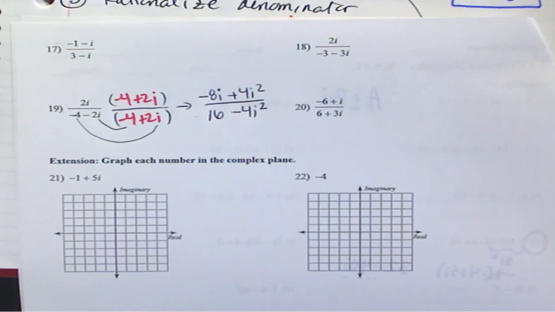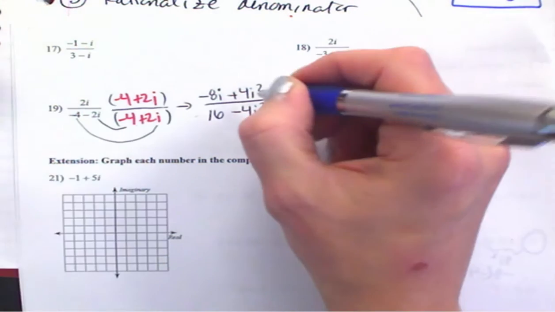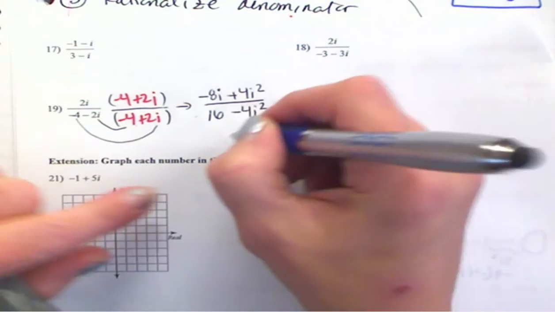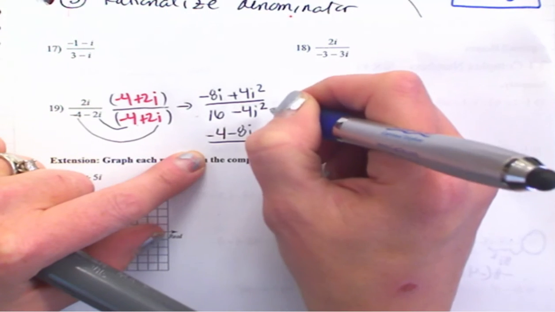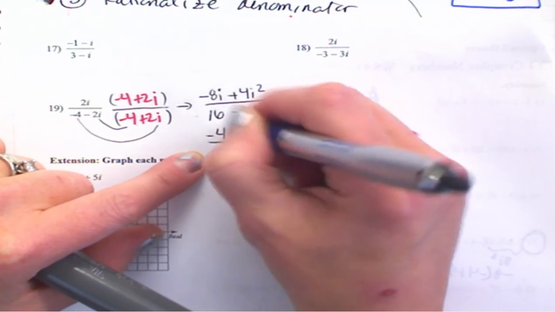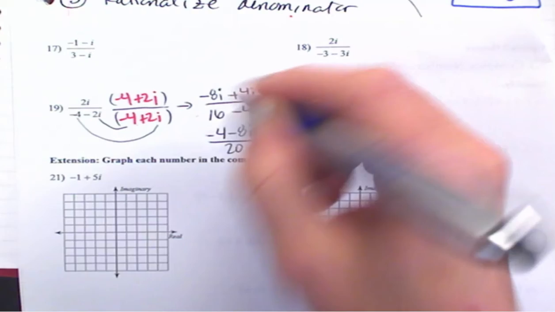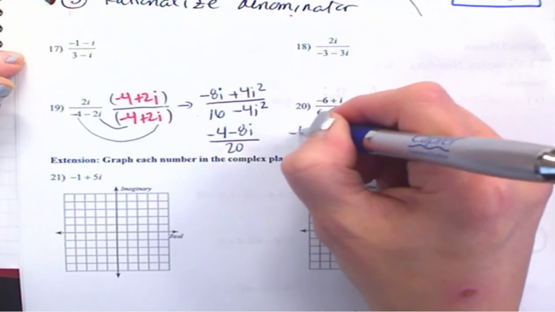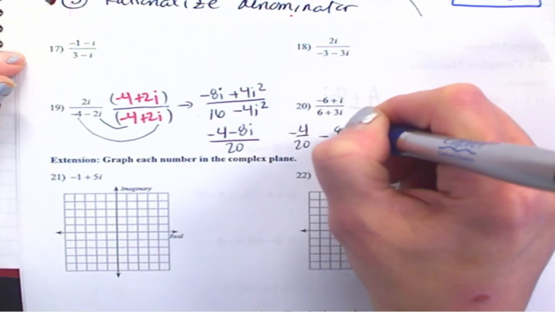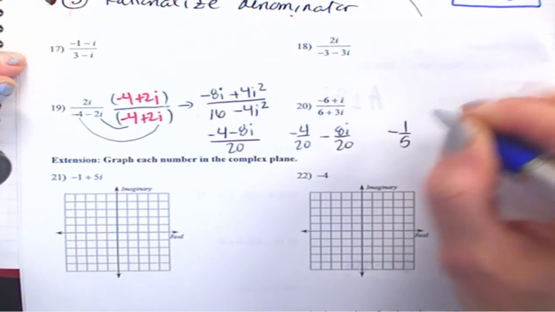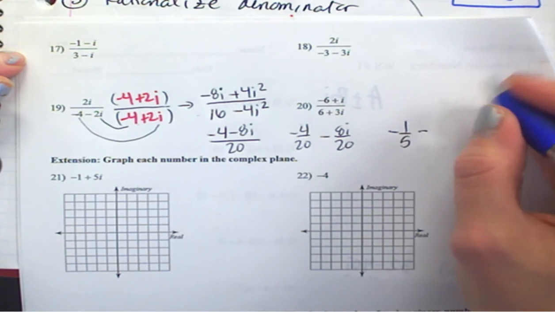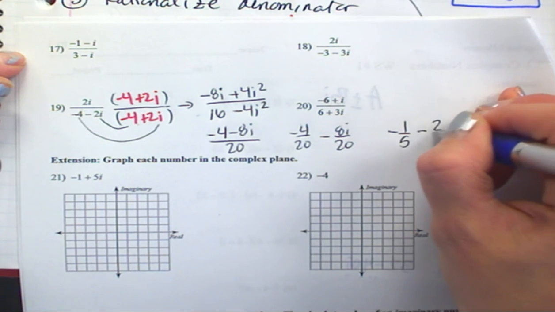Do not cross things out, guys. You cannot cross out the 4i squared and the minus 4i squared. It's not how fractions reduce. I am, however, going to reduce my powers. Negative 4 minus 8i, positive 4, so over 20. Now I'm going to split and reduce. So what is that? Minus 1/5 and minus 2/5.